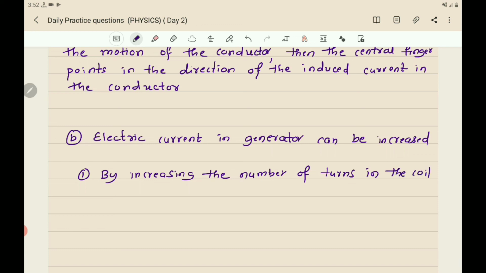As the number of turns increases, the amount of electric current in the generator also increases. Second one you can write, by increasing the speed of rotation of the coil.